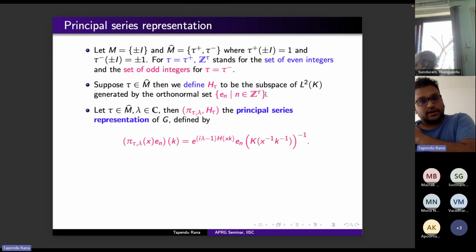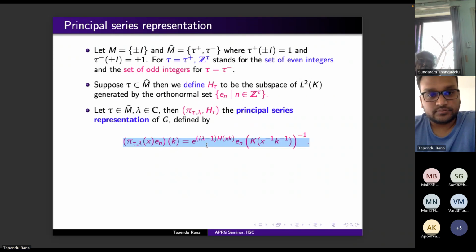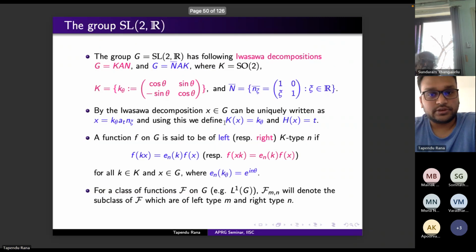For tau belonging to M-hat and lambda belonging to C, we define this principal series representation pi_{tau,lambda}, which acts from H_tau to H_tau, and is defined like this. Pi_{tau,lambda}(x) e_n at the point k is equal to e^{(i lambda - 1) H(x^{-1}k)} e_n of this form. I recall K is this function, K equal to k_theta.